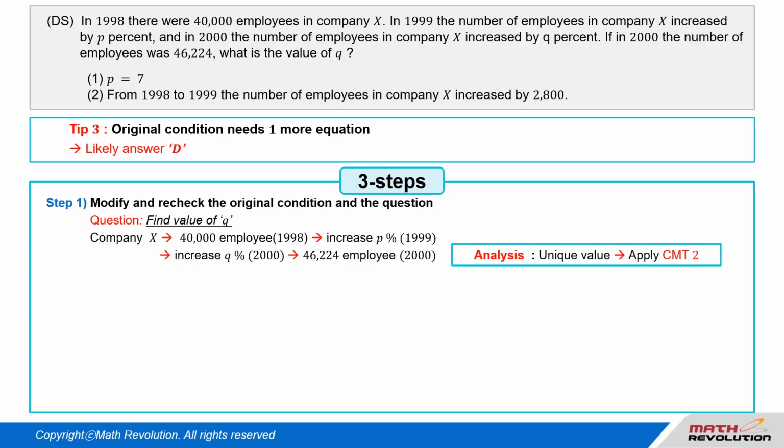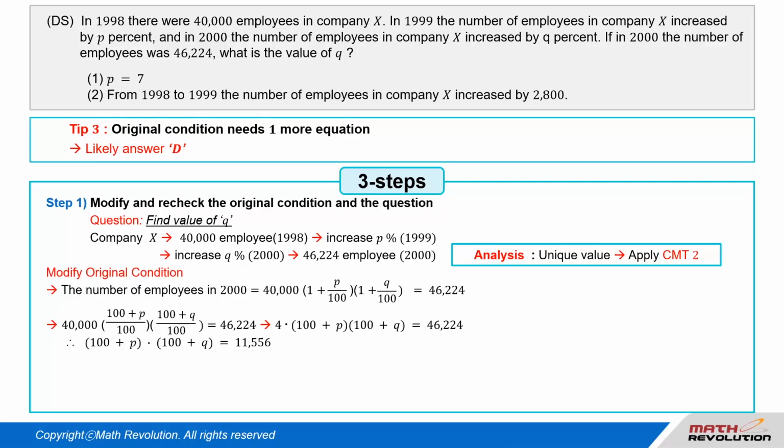Let's look at the information from the original condition. The answer to this question will be in terms of a unique value of Q, and therefore, we apply CMT2 to this question. Let's modify the original condition. The number of employees in 2000 equals 40,000 times (1 plus P over 100) times (1 plus Q over 100) equals 46,224.